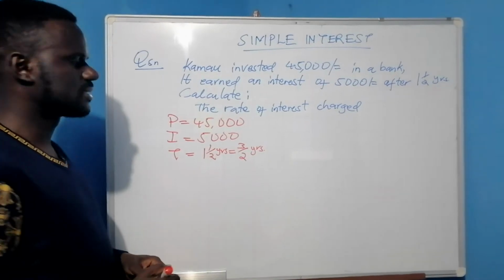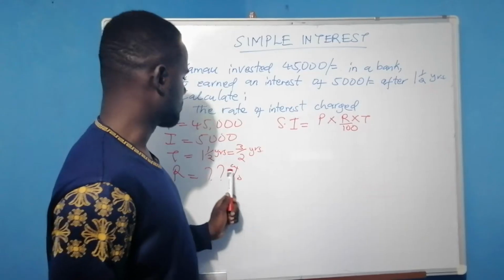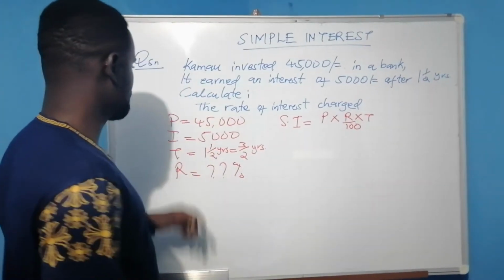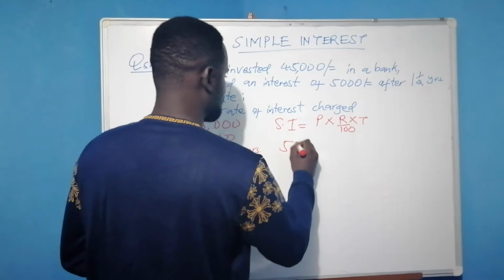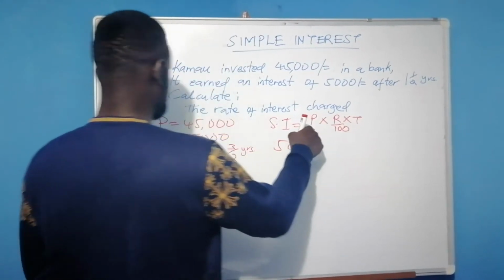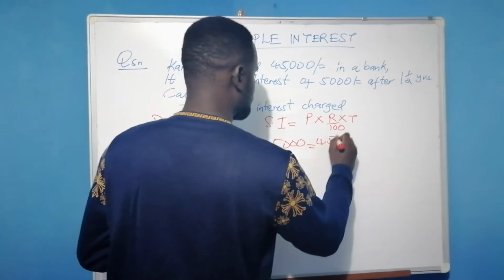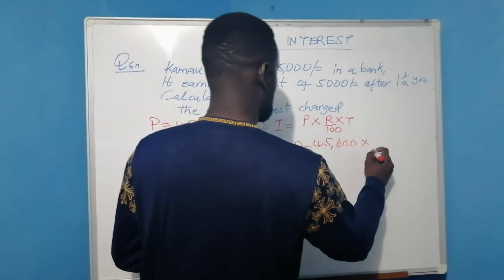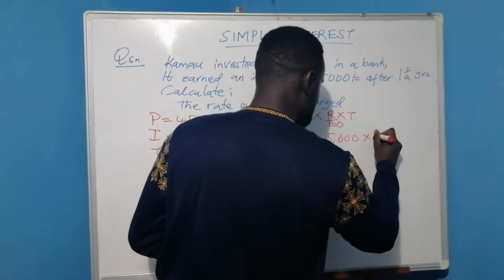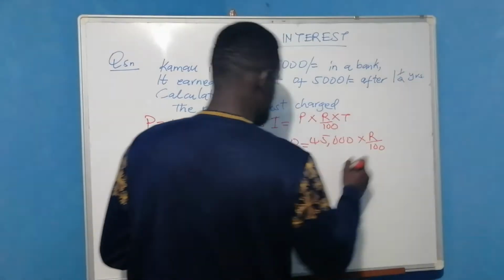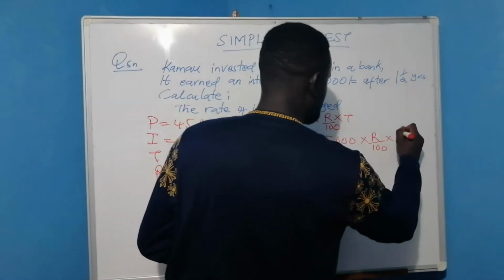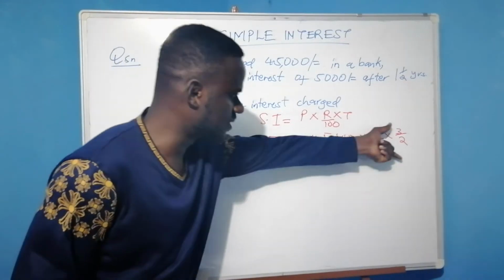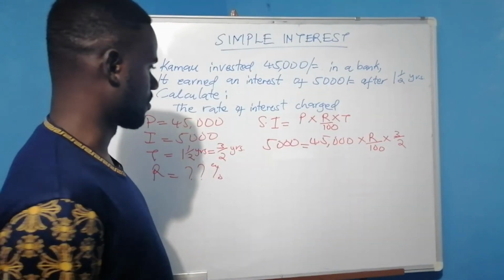How do we calculate the rate? So let's plug in each and every piece of information we have into the formula. Simple interest is therefore 5,000. The principal is 45,000. The rate that is charged, we don't know it, so let's call it R over 100, and the time will be 3/2. Let us solve this mathematical problem.